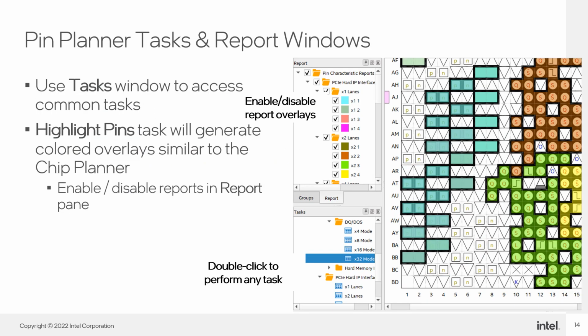Much like the Chip Planner, the Pin Planner has tasks and report windows. As mentioned earlier, the Tasks window gives you quick access to common tasks performed in the tool along with the ability to create custom task views of the device I/O pins. These custom views are available in the Highlight Pins folder in the Tasks window. A report generated from these tasks is a colored overlay displayed on the package view. Unlike the background views discussed earlier, multiple reports can be created and enabled simultaneously, allowing for completely custom views of the package I/O. All generated reports can be easily enabled or disabled from the report window.